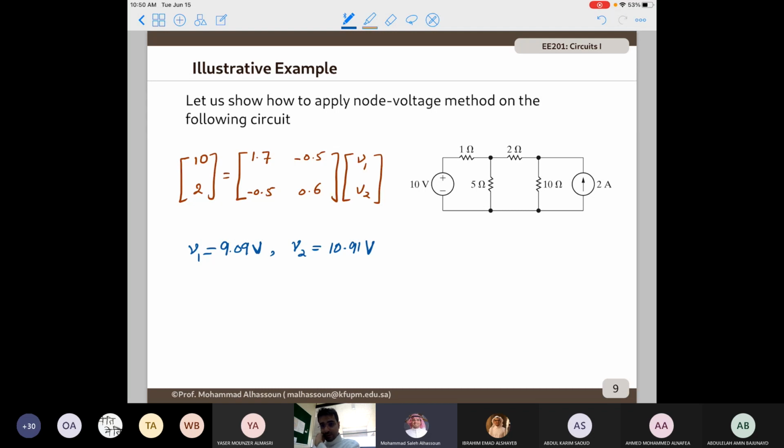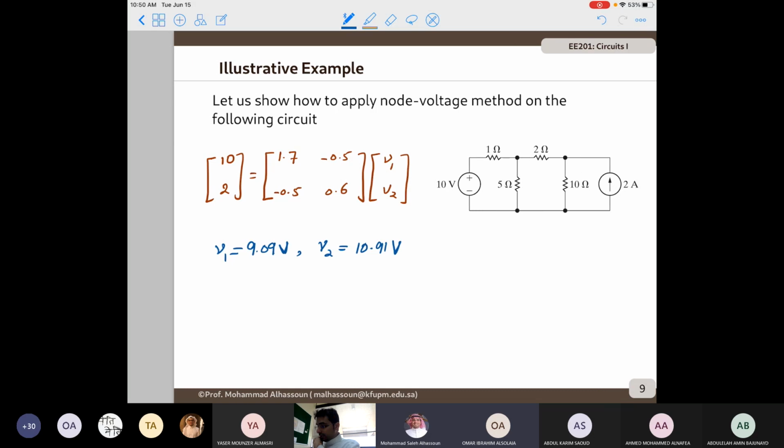Omar, Saleh? So, Doctor, V1 is the voltage at node 1, right? Yes.